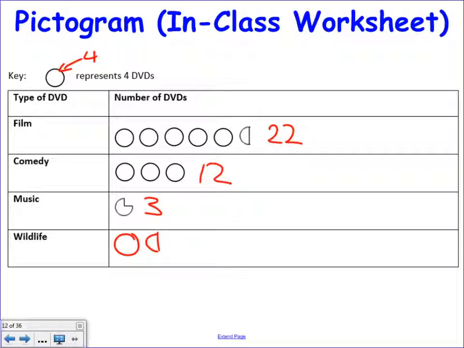And then finally, give one advantage of using a circle to represent 4 DVDs. Good. It's easily divisible into 4. So when you think of a circle, it's really quite straightforward to cut it into 4 and show that on here. And people relate to that, especially when it represents 4, because a full circle is the 4, half is 2, a quarter is 1. Yeah?